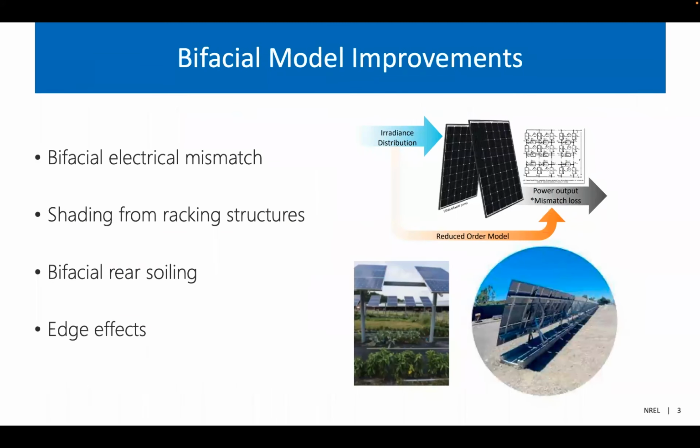We've added a number of bifacial model improvements, and these are all in the newest release of SAM, which happened last November, a couple months after the last one of these meetings in August. You can enter data on bifacial electrical mismatch, racking structure losses, rear soiling losses, and some information on edge effects.